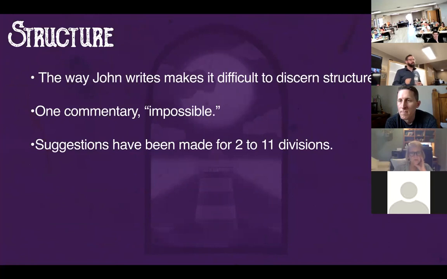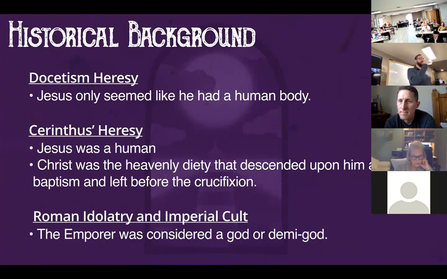Any questions? That's a lot of historical background stuff before we step into structure. Good?